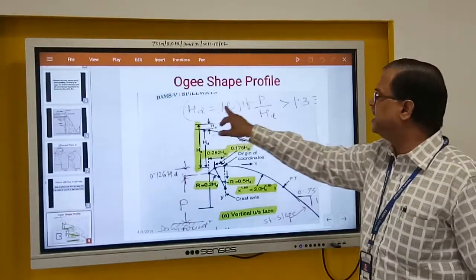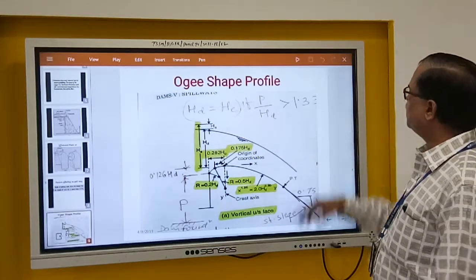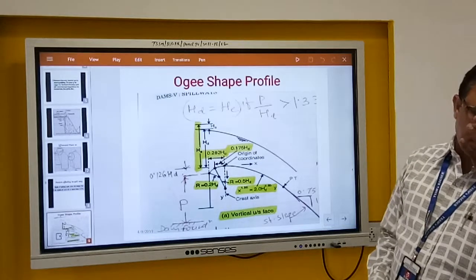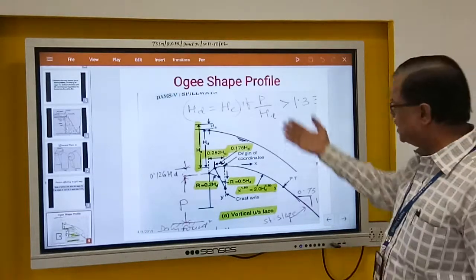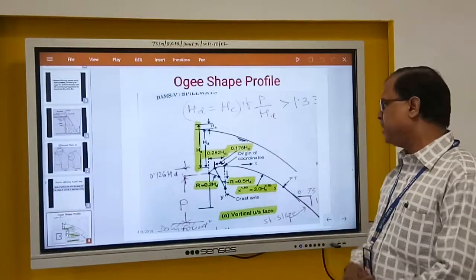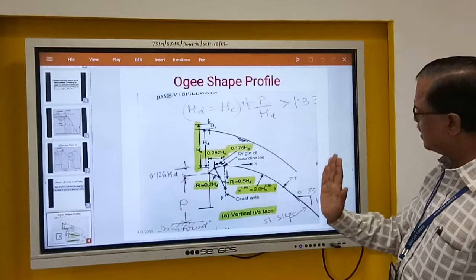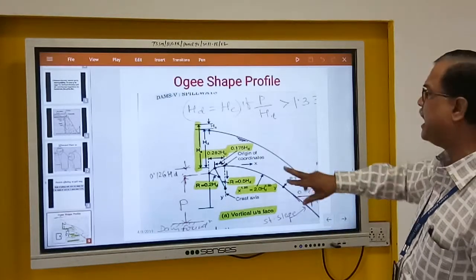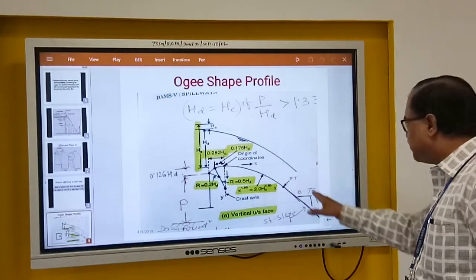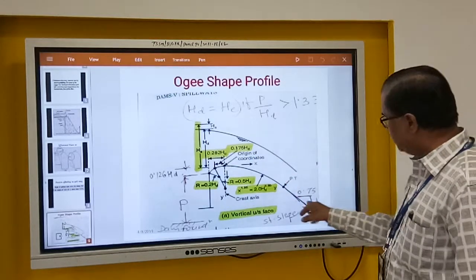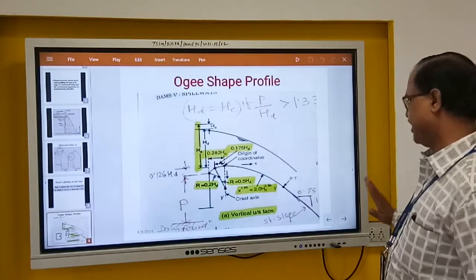SD is the design head. This is the energy head. If P by HD is greater than or equal to 1.333, it will not be necessary to consider the velocity of approach. This is the perfect Ogee shape, with the vertical top portion of the dam having the upstream face vertical. Then we will have two small curves, R1 radius and R2 radius, and there will be a parabolic shape which will again be tangential to the downstream slope of the spillway.